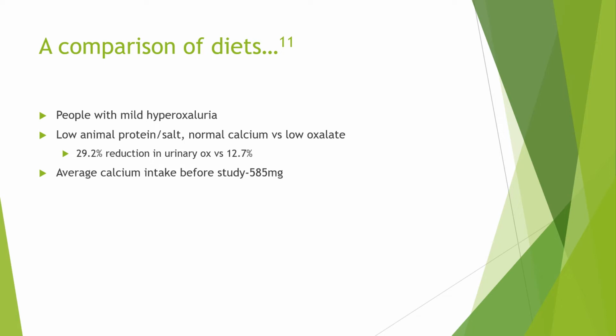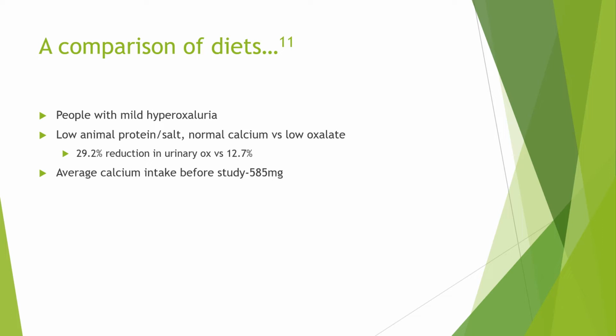So they took these people and they put them on this diet for 3 months and they measured their urinary oxalate output. And why do we do this? It's really the only simple way. You're not going to run around collecting people's feces and measuring it for oxalate. It's just easier to measure the amount of oxalate in the urine.